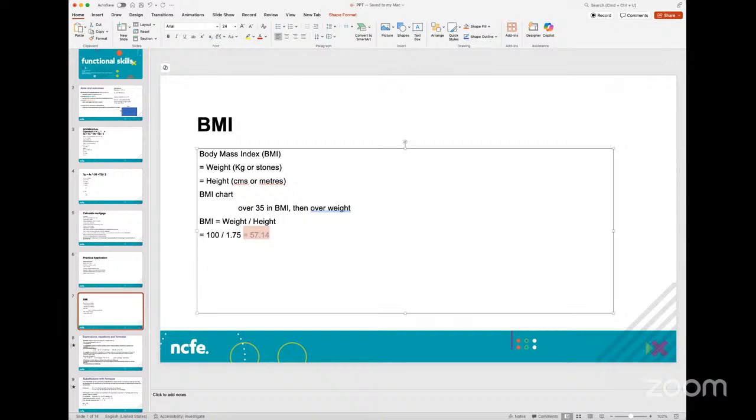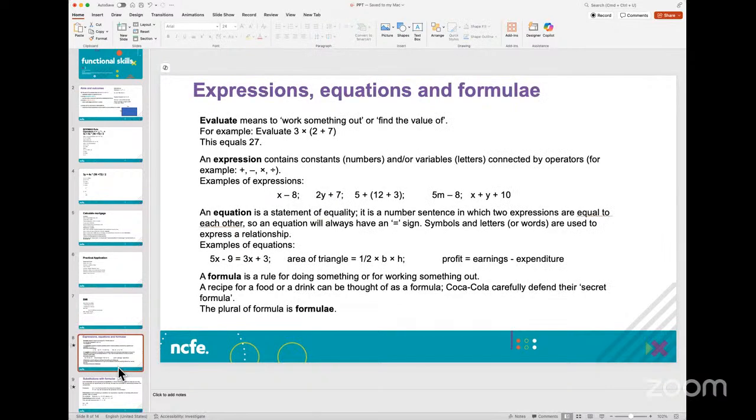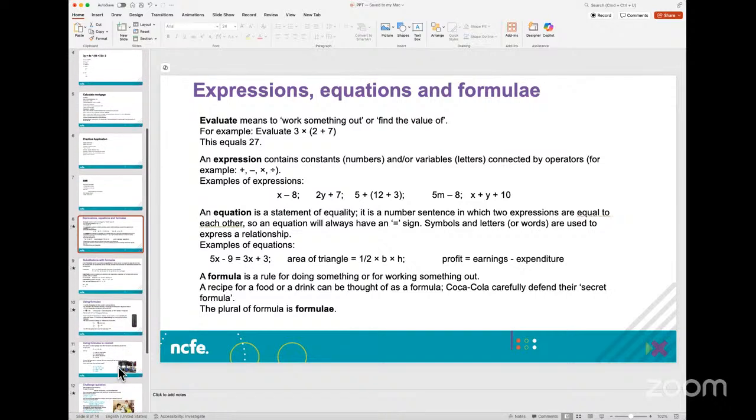So sports and fitness, medicine and health, you look at business, you look at finance and budgeting, you look at places where you're going to be looking at physics and engineering. These are going to be practical areas where you're going to be using expressions, which are then going to be equations and the use of formulae. Is that okay? Any questions?